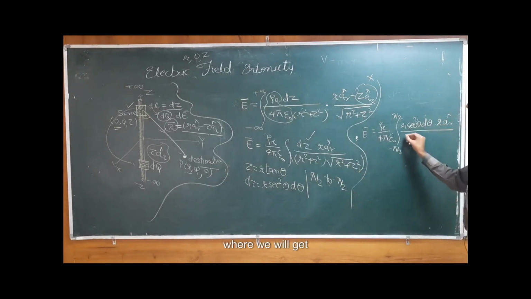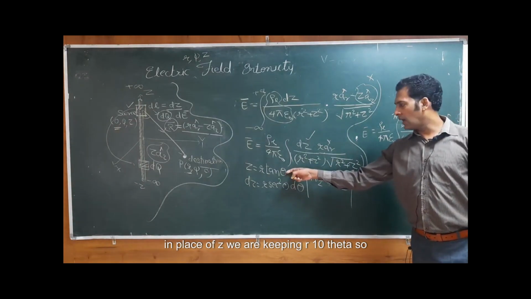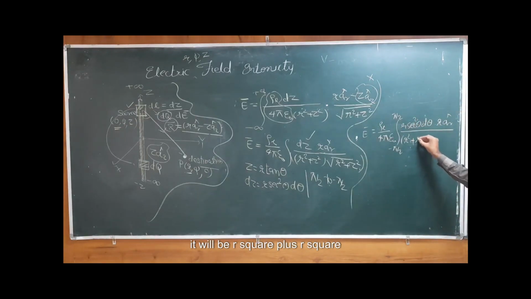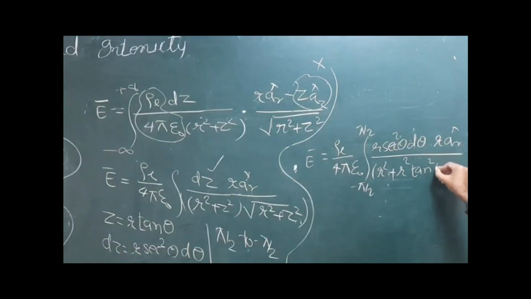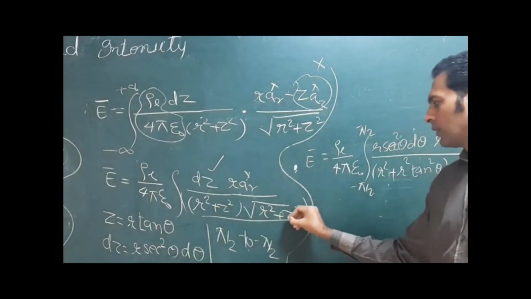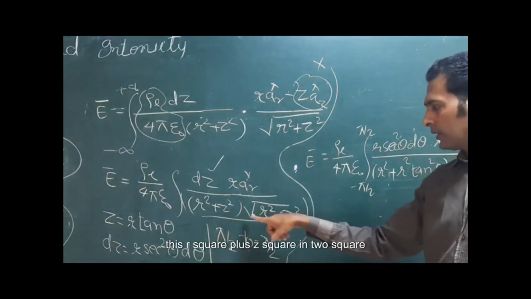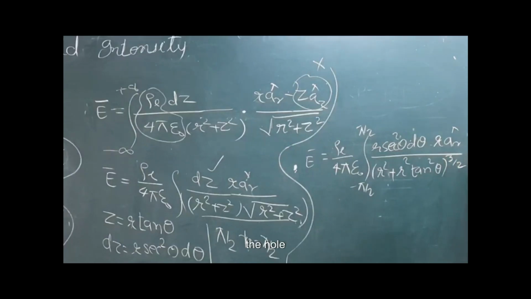So here we will get r square plus, in place of z we are keeping r tan theta. So it will be r square plus r square tan square theta. So now if we multiply these two terms, r square plus z square into square root of r square plus z square, it will become the whole to the power 3 by 2. So all the terms are included. Now further we will simplify it.